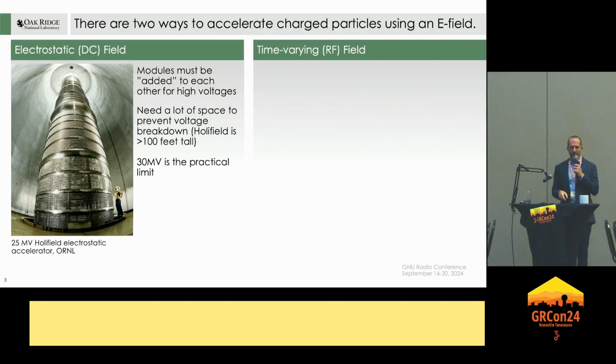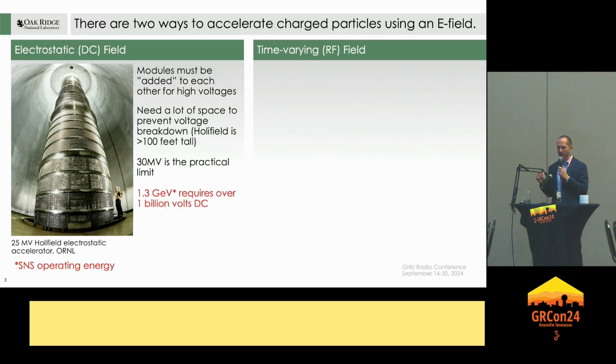So how do these things work, and why don't we use them really anymore? You can imagine it's like stacking batteries. You have these high voltage modules, you reference them to each other, you have to stack them up to come up with these really high potentials, and eventually it gets very difficult to keep standing that voltage off. You get arcs, you get breakdown, and the practical limit is about 30 megavolts. So you can see that Holifield is about as good as it got when it came to DC acceleration.